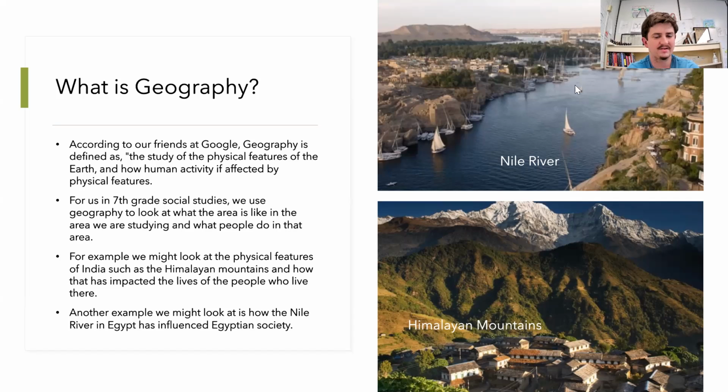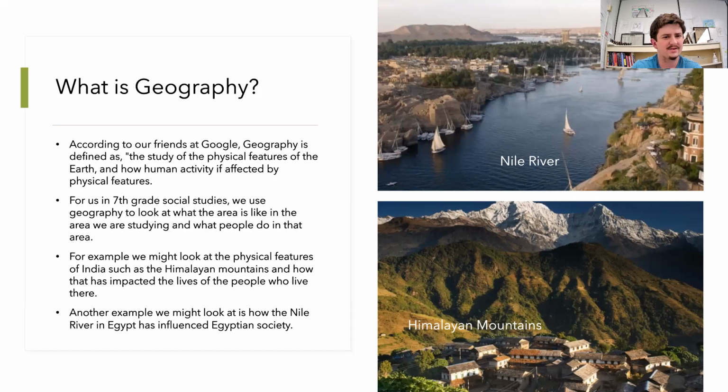Another example is the Nile River in Egypt. Egypt is largely an empty desert except for along the Nile River, and yet you have one of the most famous civilizations in human history in the middle of a desert. How? Largely because of this river. So that's what we're looking at with geography.